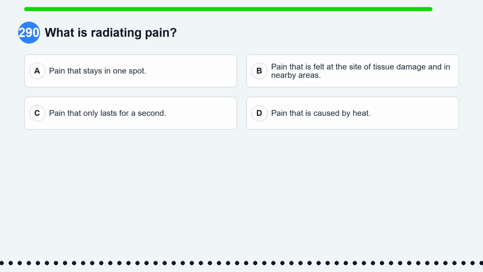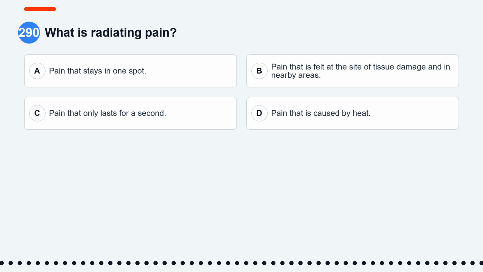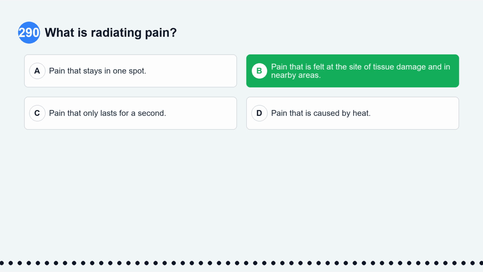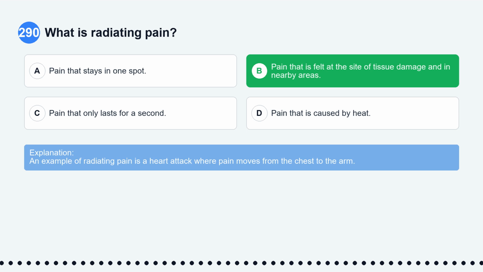Question 290. What is radiating pain? Option A, pain that stays in one spot. Option B, pain that is felt at the site of tissue damage and in nearby areas. Option C, pain that only lasts for a second. Option D, pain that is caused by heat. The correct answer is option B, pain that is felt at the site of tissue damage and in nearby areas. An example of radiating pain is a heart attack where pain moves from the chest to the arm.